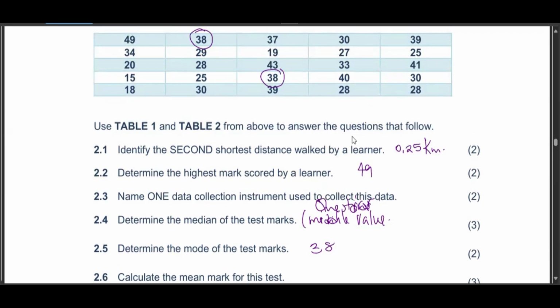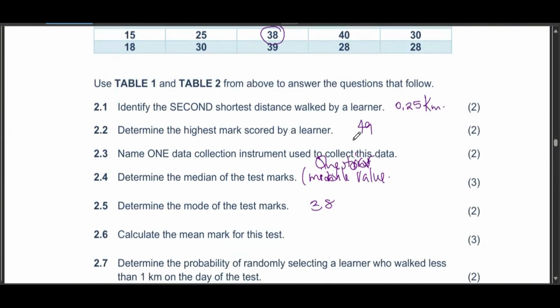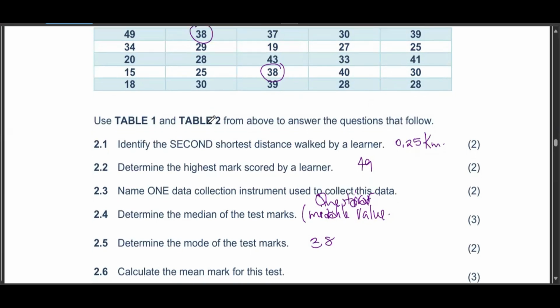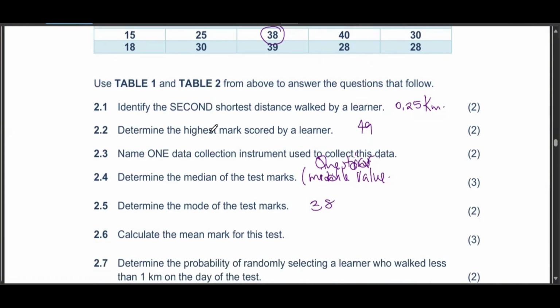Calculate the mean mark for this set. So you add all the marks and you divide by the number of marks that you've added. I believe this is 1, 2, 3, 4, 5, 25 learners. Then you add and you divide by 25.